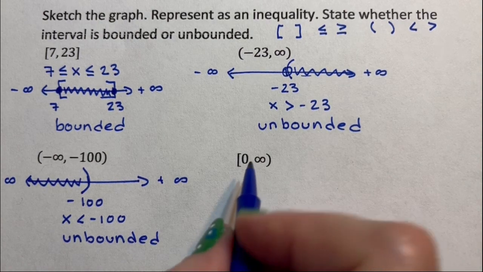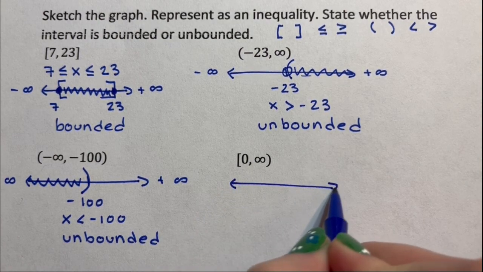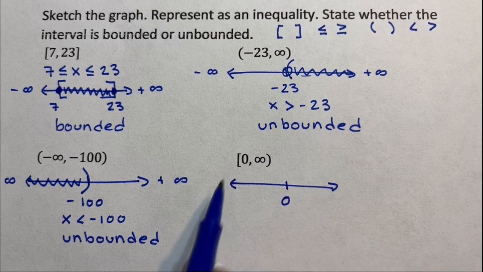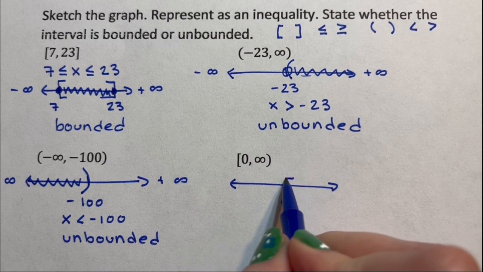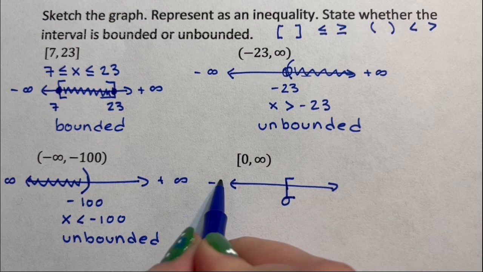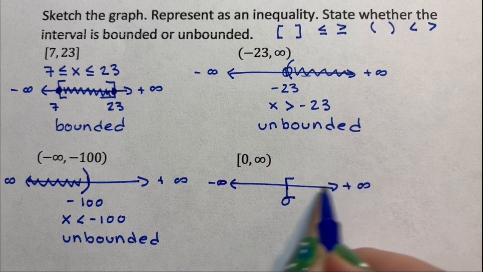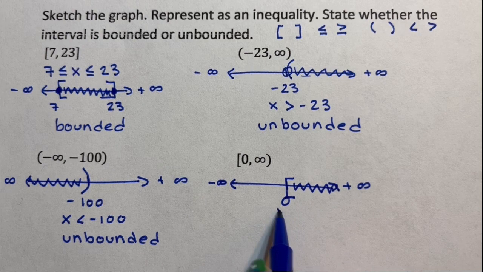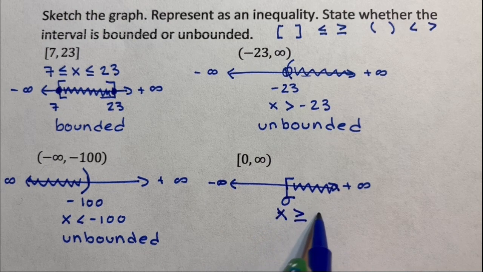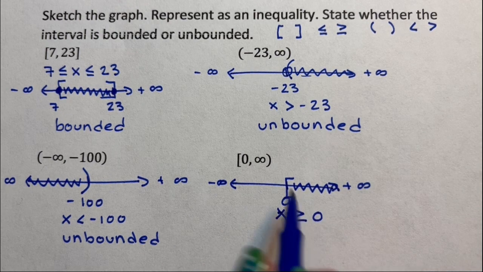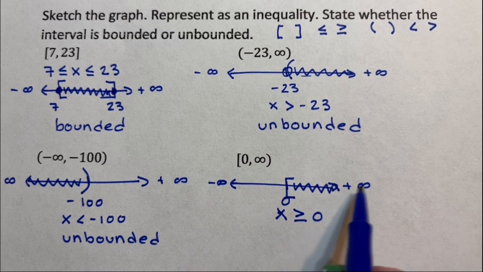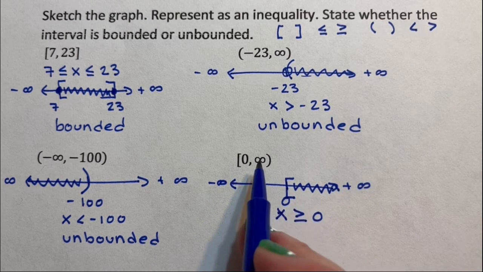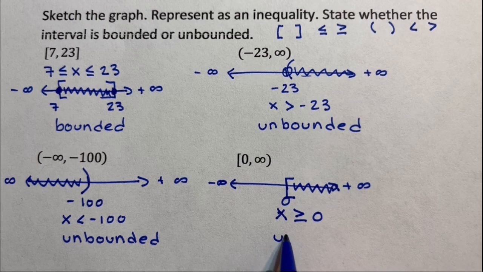For this last one, I have my number line, put in 0. I'm going to represent the bracket, go towards this positive infinity. So then x is greater than or equal to 0. We have the equal because of the bracket. And again, because of the infinity, we are unbounded.